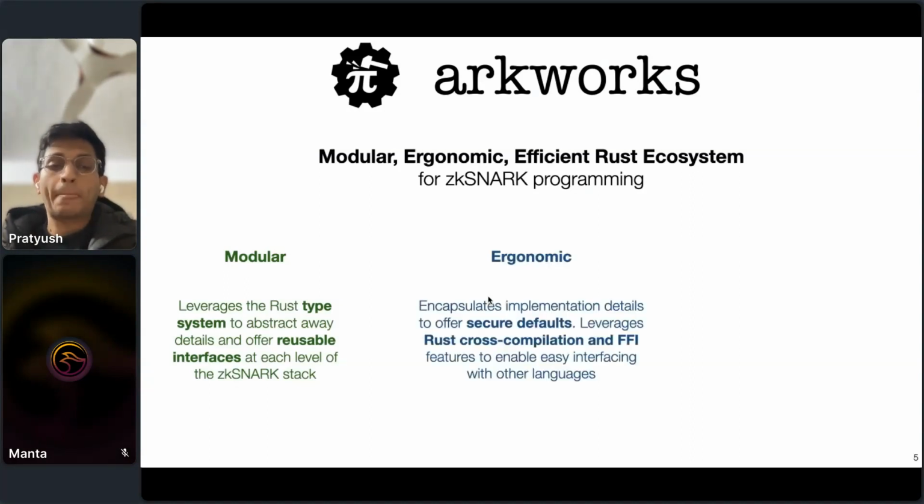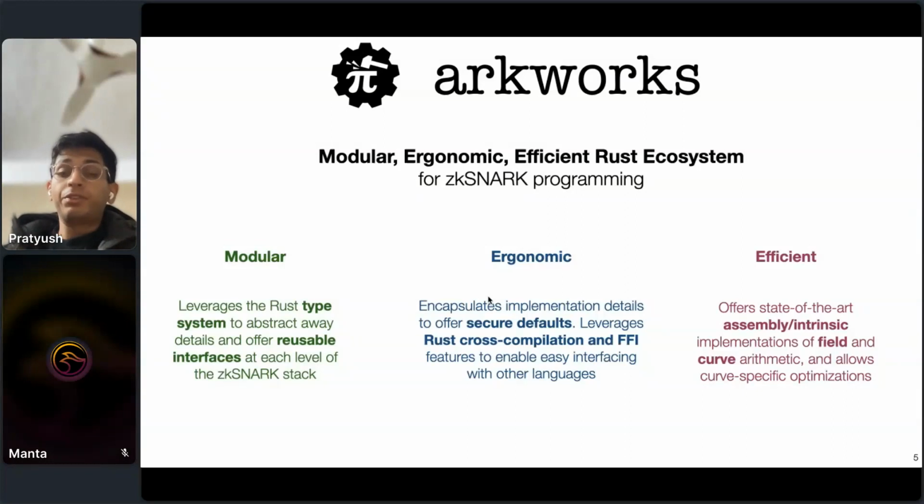From an ergonomics perspective, we again use the Rust type system to encapsulate implementation details and offer secure defaults, right? So by default, you're doing the correct thing. Furthermore, we can leverage the low level nature of Rust to allow embedding within other languages, other libraries easily. And next, from an efficiency perspective, again, we're able to use the low level nature of Rust to offer, despite this modular and high level interface, efficient state of the art assembly or intrinsic implementations of, for example, field and curve arithmetic, as well as high level algorithms such as MSMs and FFTs.